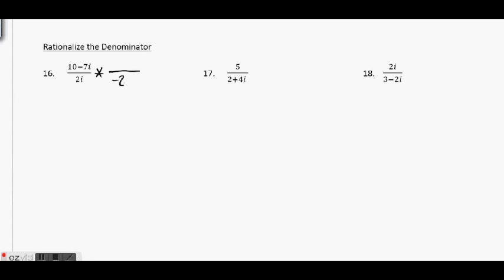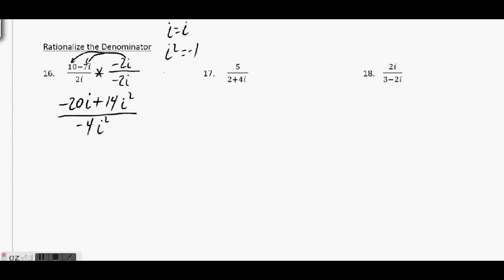All you're doing: 10 times -2, -20, bring that i. Negative times a negative, positive. 7 times 2 gives me 14i times i squared, all divided by -4i squared. Now hopefully you'll remember i equals i, right? No big deal. i squared equals -1. i to the third equaled -i. i to the fourth equaled 1. Alright, so hopefully that helps you.